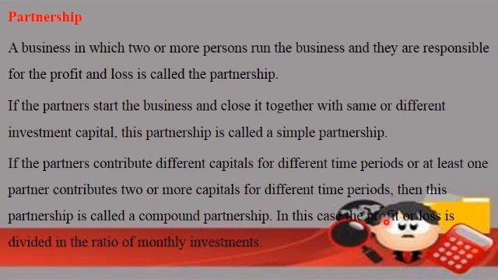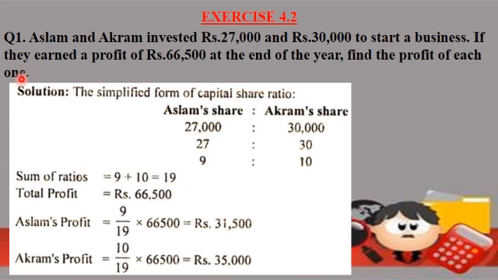In this case, the profit or loss is divided in the ratio of monthly investment. We are moving to our exercise 4.2. The first question is: Aslam and Akram invested rupees 27,000 and rupees 30,000 to start a business. If they earned a profit of rupees 66,500 at the end of the year, find the profit of each one.